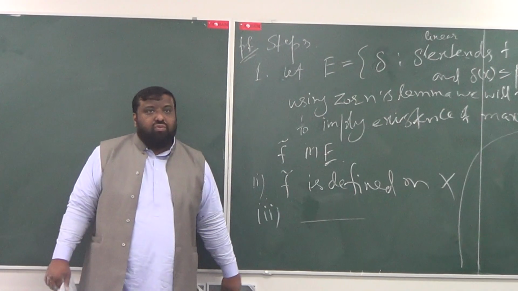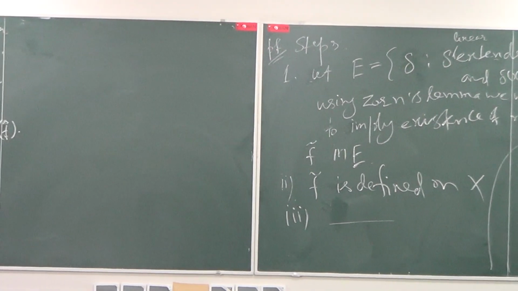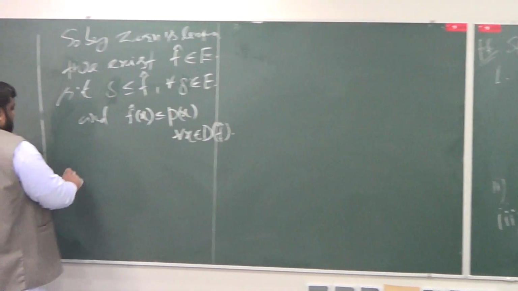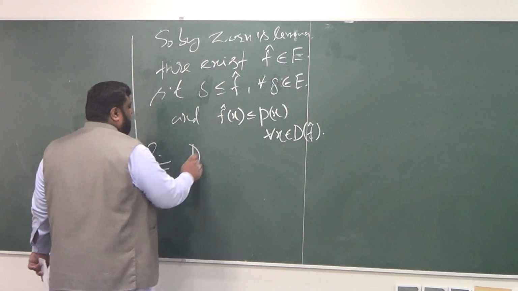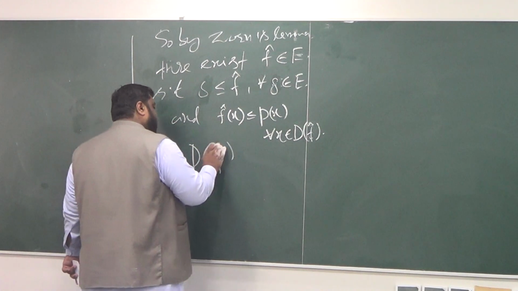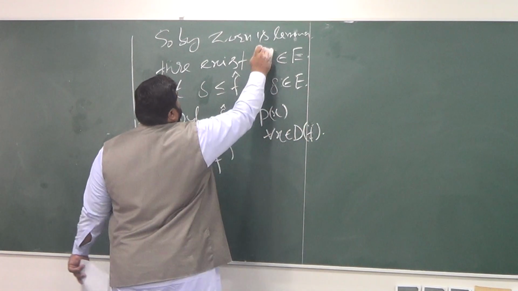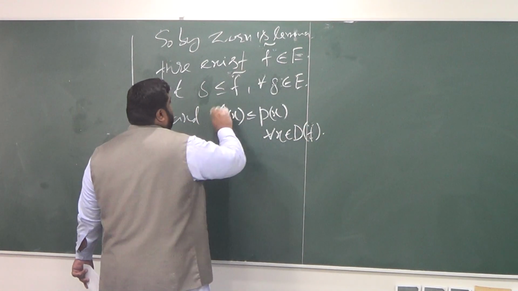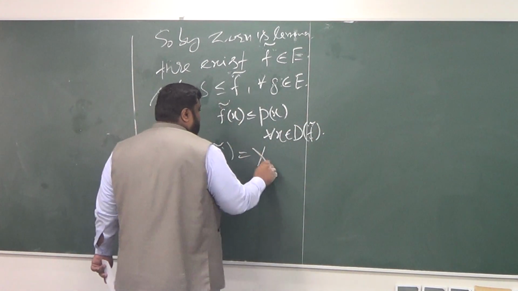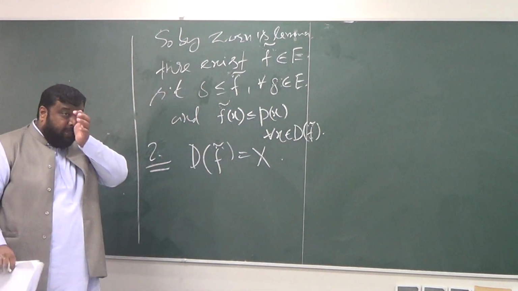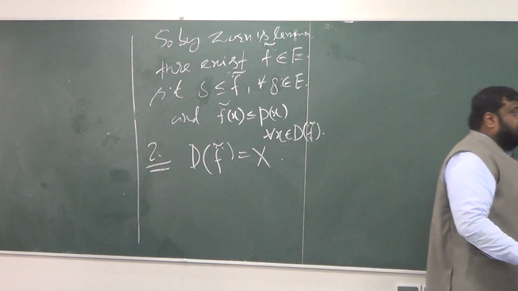So now we would like to go further. The second step says that it is defined on the whole X. Step 2 is going to be to show that the domain of f hat is X. f hat or f tilde, we must write tilde because we reserved this symbol tilde. It is the whole of X. This is what we would like to show.